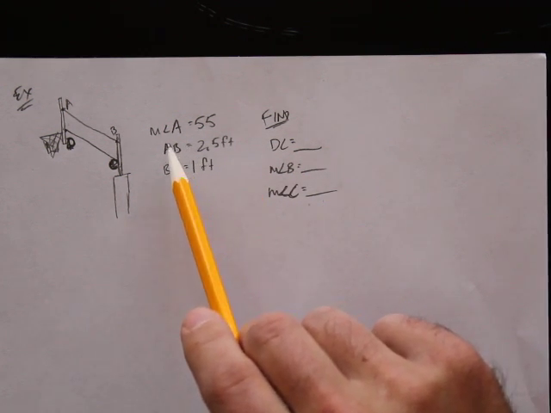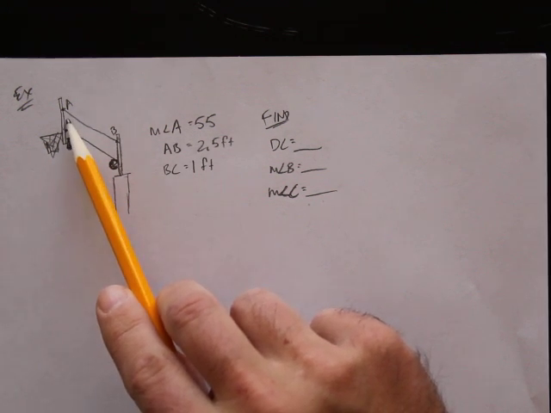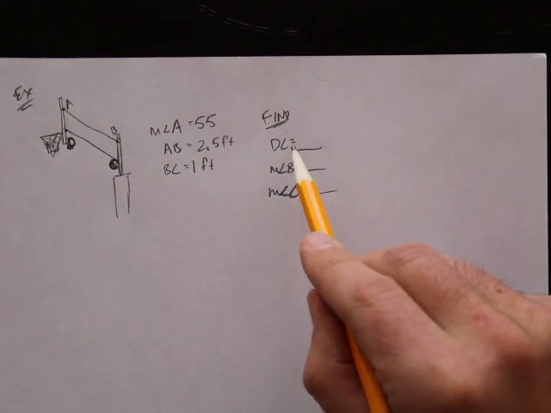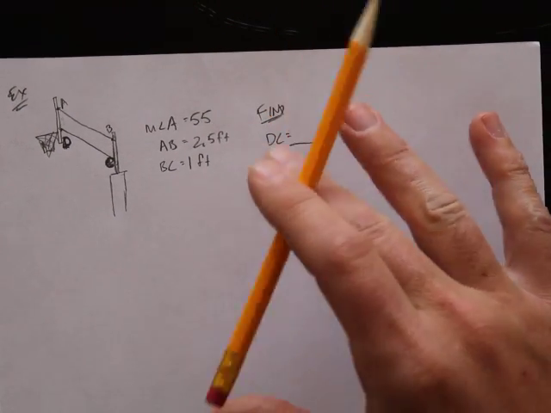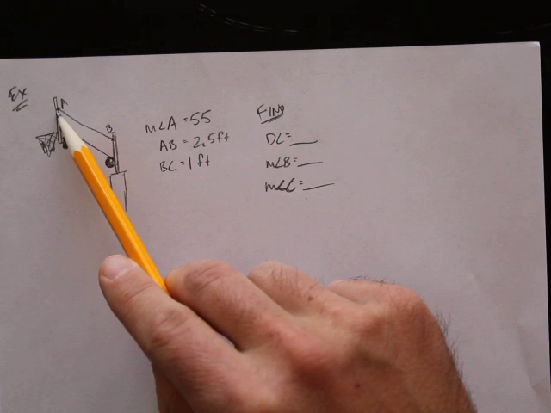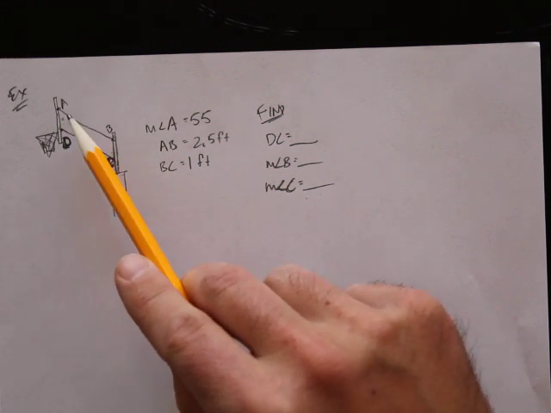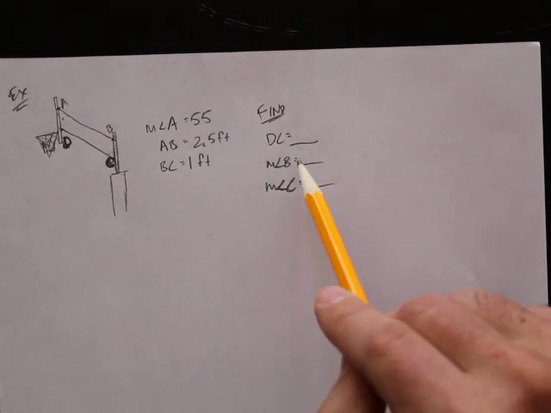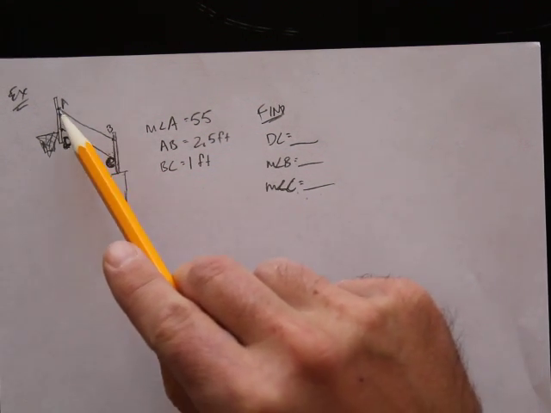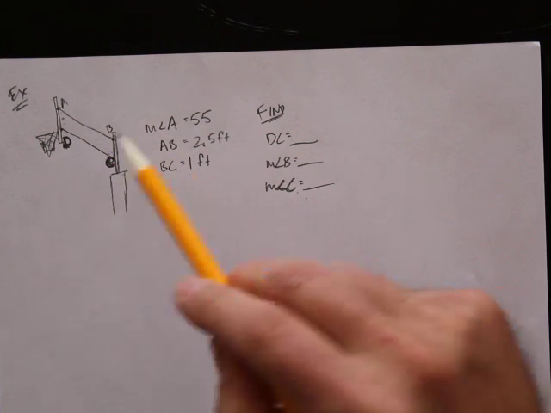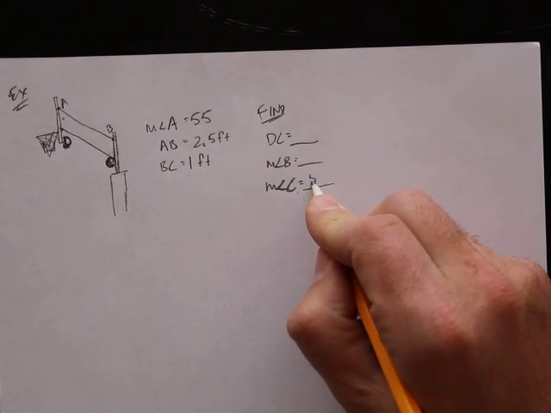Otherwise, here we go. Measure of angle A is 55 degrees right here. I'm going to look at the angles before I look at the side, because I feel like it. Measure of angle A and measure of angle C are the same. There's measure of angle C right there. Measure of angle A and angle C are the same because they are opposite angles. So angle C is 55 degrees.